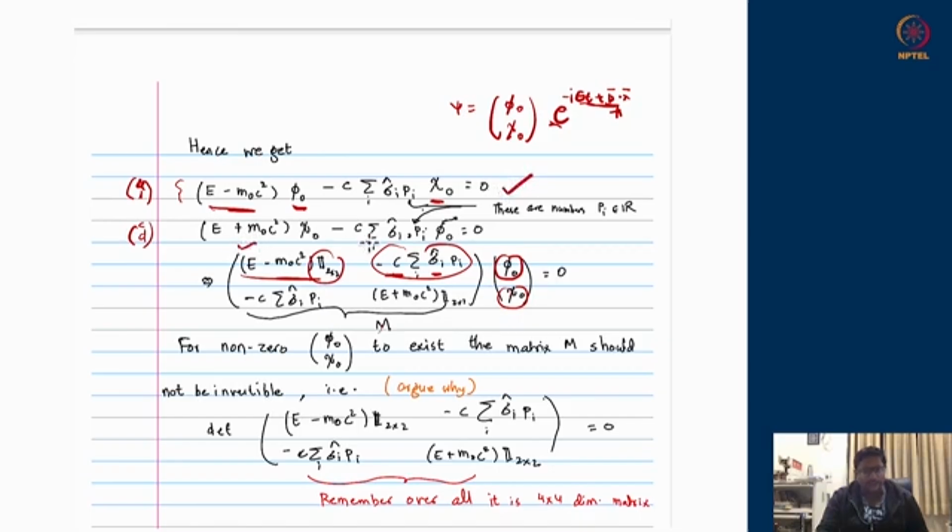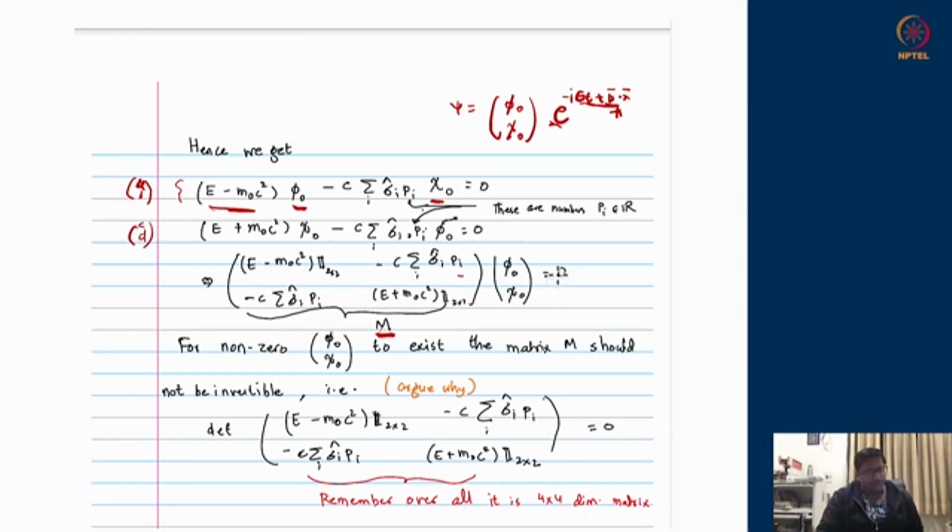Similarly, the lower equation here can be generated by the lower row of this matrix equation. So you can see the whole equation, after all the derivatives are acting, is equivalent to some matrix M, a 4 cross 4 dimensional matrix M, acting on these phi naught and chi naught. The matrix elements are broken into blocks of 2 cross 2. So this is identity times something here, Pauli matrices times pi summed over all Pauli matrices, and similarly here. And the other diagonal thing is identity, but with a different constant multiplied to it. So that matrix acts on phi naught and chi naught and gives me a 0.